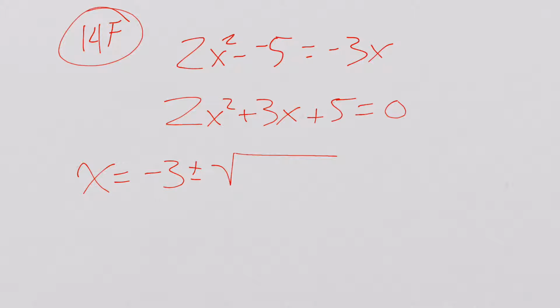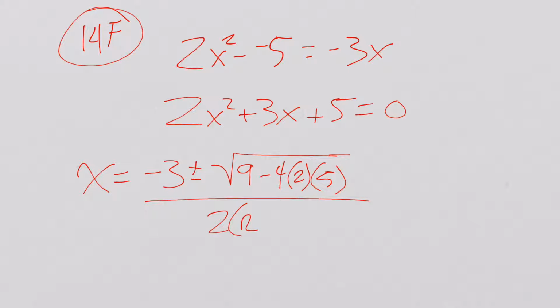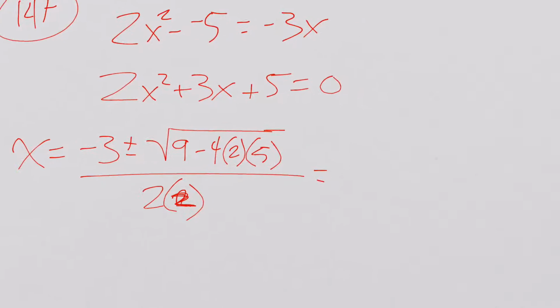square root of b squared gives us a positive 9, minus 4 times a is 2, times c is 5. So this is going to be an interesting problem for us to look at. Over 2a, so 2 times 2. That's a 2, I promise that's a 2. Interesting because we're going to get imaginary solutions.